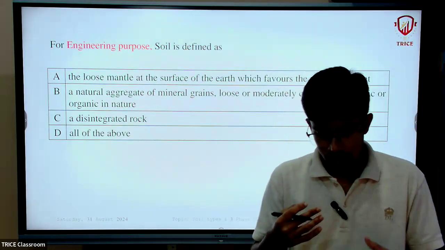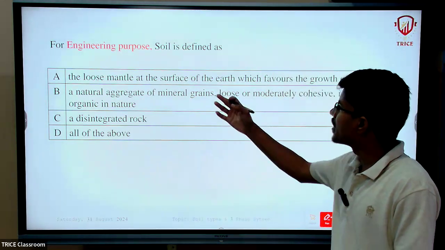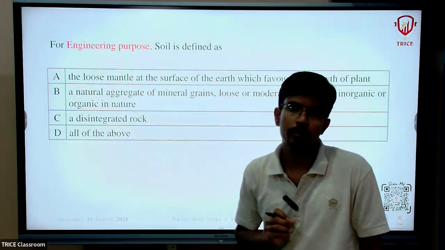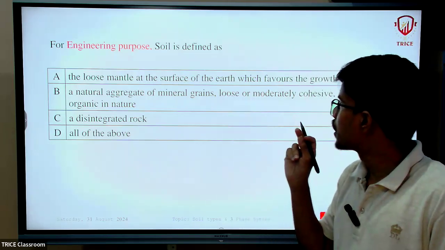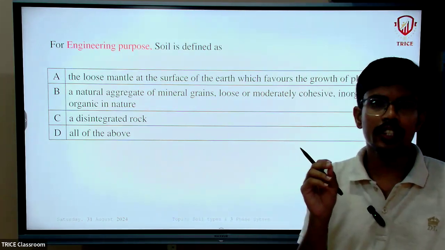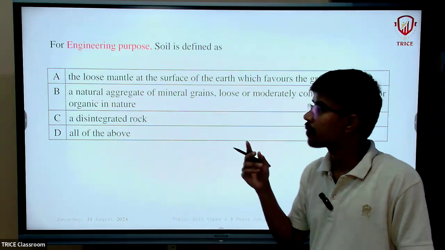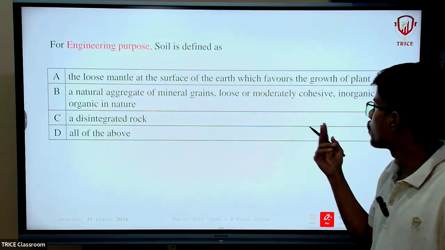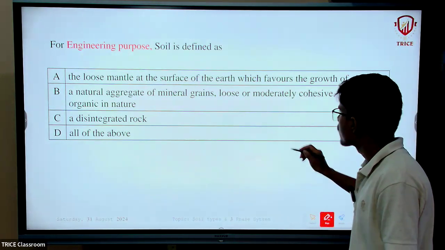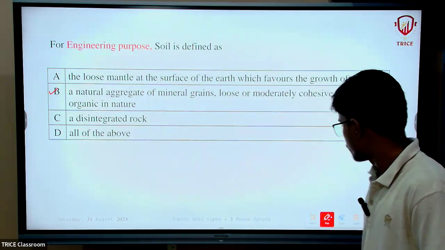According to the geologist, soil can be defined as disintegrated rock. Now observe: according to the engineering point of view, we can classify the soil into options. Option A is the agricultural point of view, option B is the geological point of view, and for the engineering point of view it is the natural aggregate of mineral grains, loose or moderately cohesive, or organic in nature. So the correct option will be option C.